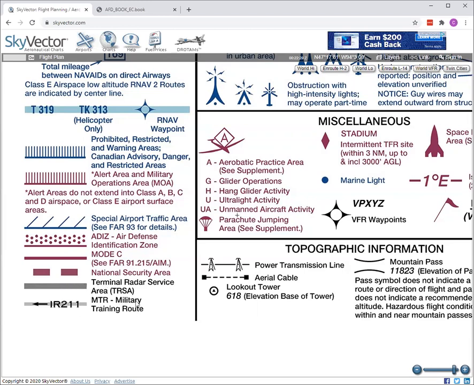The last one here is a military training route. These are established flyways that the military uses.